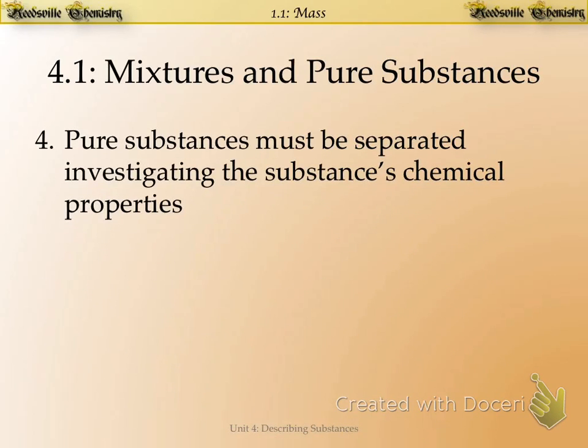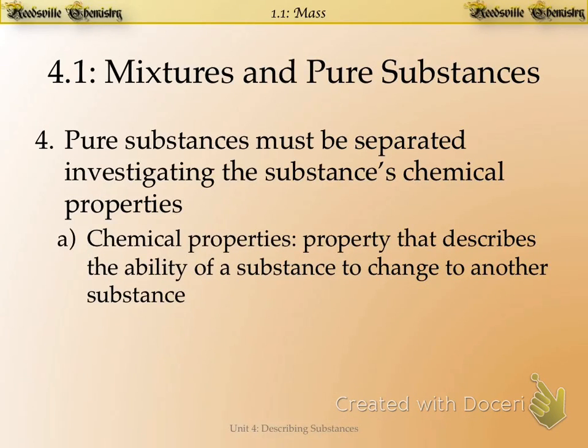All right, and lastly, now we're not going to talk a lot about chemical reactions up until, I think, chapter 6 or 7, but it is important at this point to note that pure substances can also be separated from one another. The pure substance can be separated from itself. So let's think of water, for example. We can actually separate the atoms that make up water into their specific individual atoms. We do this by investigating the substance's chemical properties.